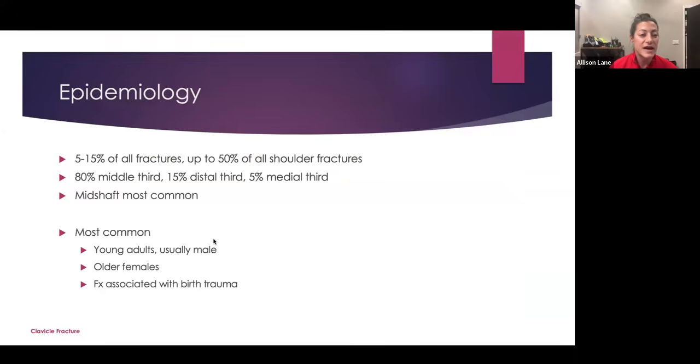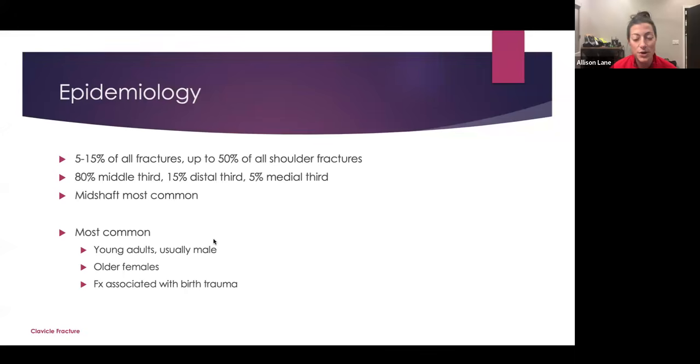5 to 15% of all fractures and up to 50% of all shoulder fractures are clavicle fractures. We separate these into thirds. So 80%, the majority, are going to be the midshaft, middle third. The next most common, 15%, are going to be distal, and 5% are going to be medial. Midshaft is the most common by far.